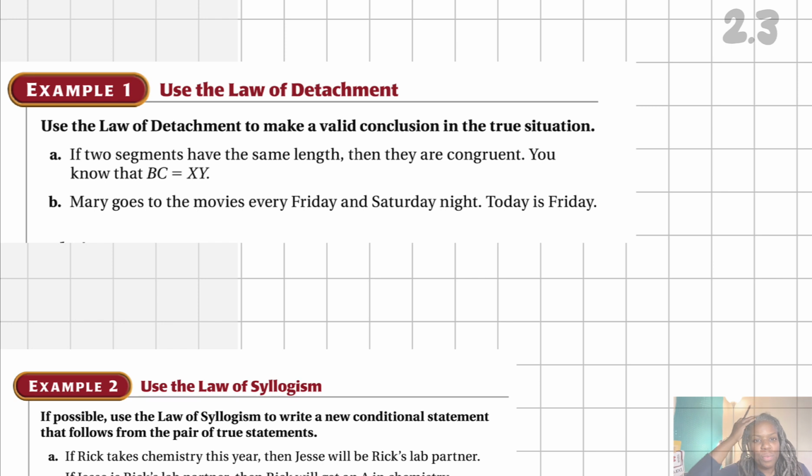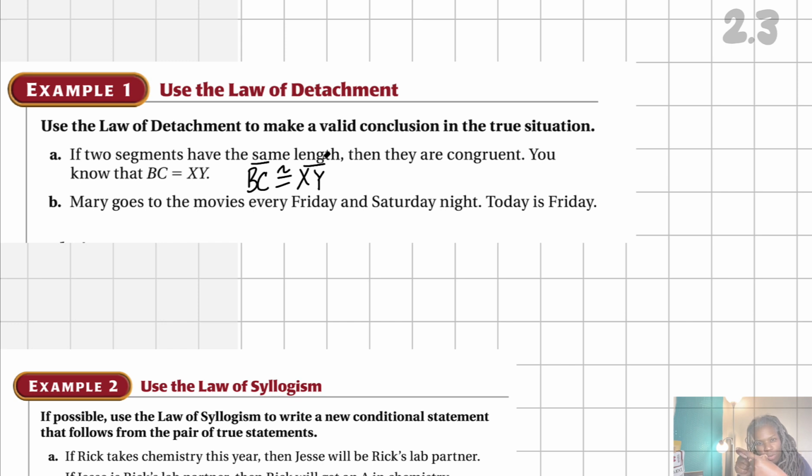Let's look at example 1. We're using the law of detachment, which basically says if a statement is true, we can then use it as a law because we can start off with a true hypothesis and we know that the conclusion will be true. So here's our situation. We know that if 2 segments have the same length, then they are congruent. So we're given that the length of segment BC is equal to the length of segment XY. So what can we conclude? What we can conclude is that segment BC, written like that, is congruent, that's the congruent symbol, to segment XY. Remember that congruent means it's the same length, it's exactly the same in size.